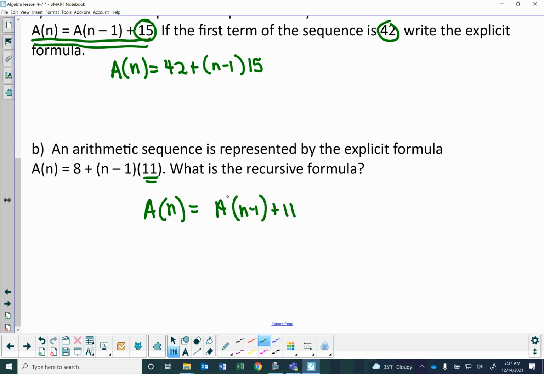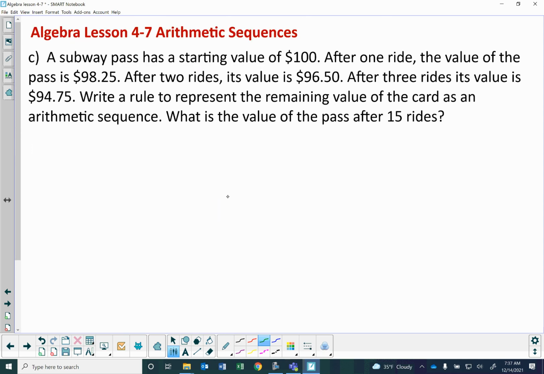And you say, so what? We've got all these formulas. What are they good for? Well, let's take a look at this. If you know how to write an explicit formula for something, you can find the value of something without having to go through the previous values.